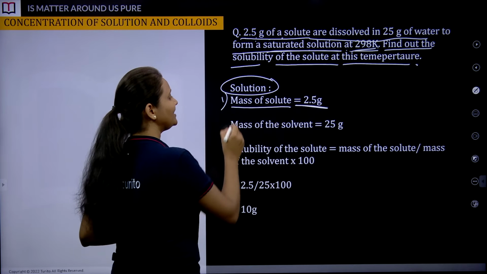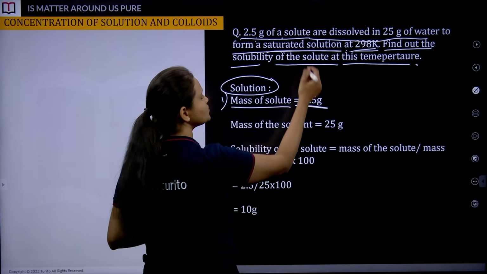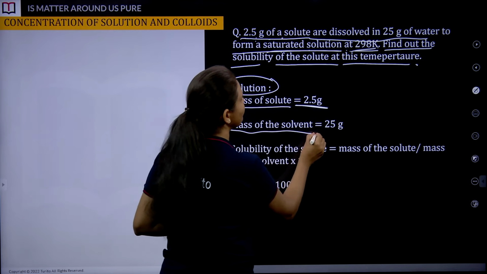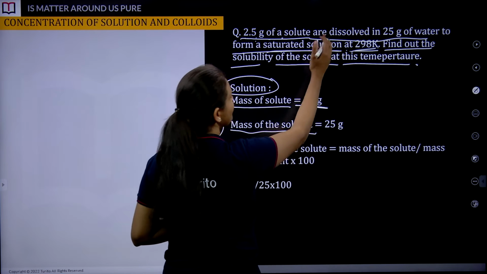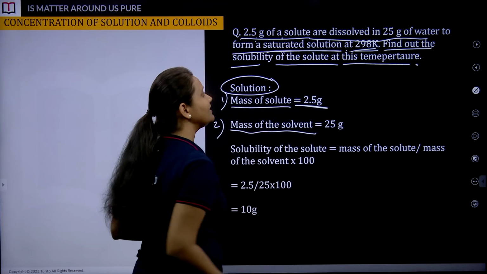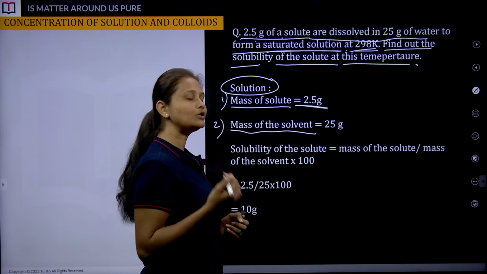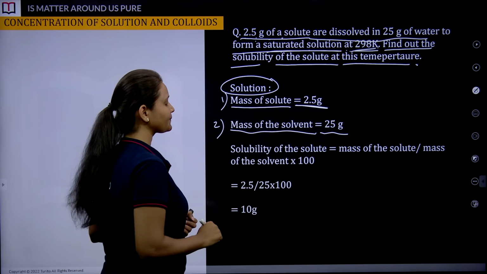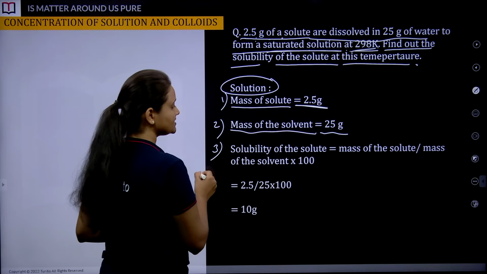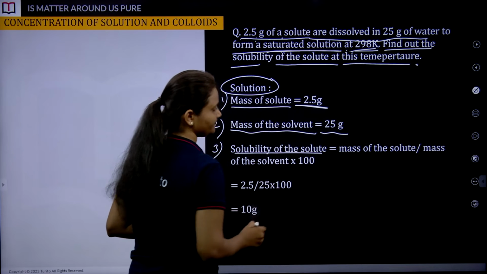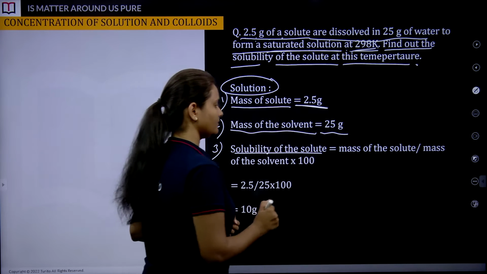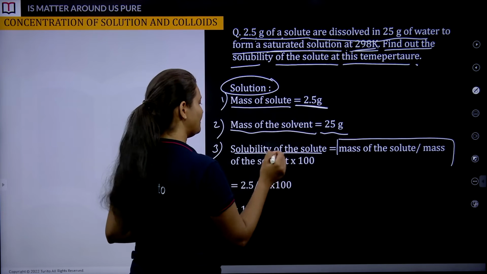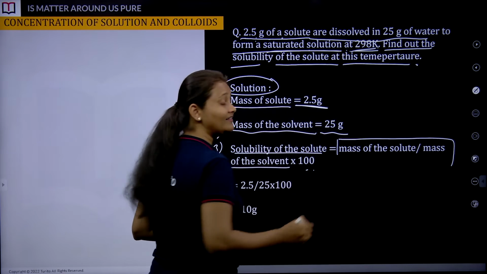So first thing is the mass of solute. How much is this? It's 2.5 gram. Next to that we have the mass of the solvent. So 2.5 gram of solute is dissolved in 25 gram of water. So that becomes your solvent. So quickly note down the mass of the solvent. Now third, they are asking the solubility of this solute. So here is the formula: mass of the solute divided by mass of the solvent into 100.